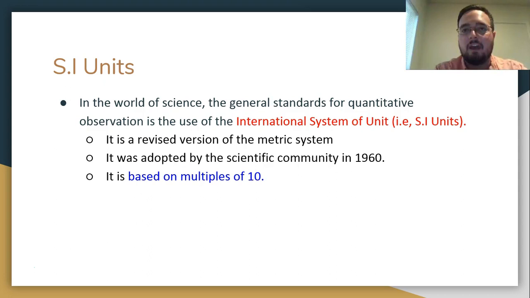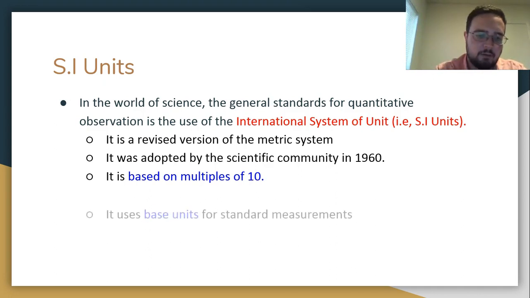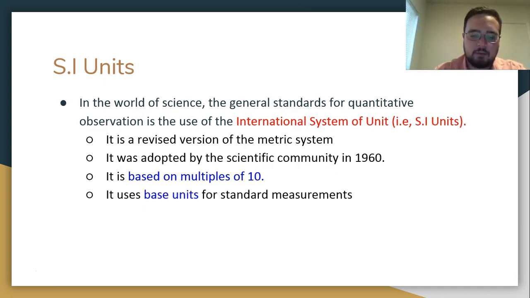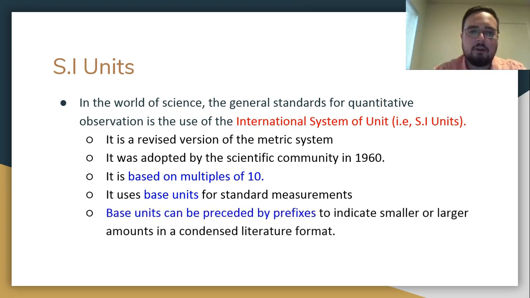It is based on multiples of 10 mathematically, and I'll get into how that really looks here in just a second. It uses base units for standard measurement. I'll talk about the base units here in a little bit as well. Base units can be preceded by prefixes, which you guys should know from English. It's a couple letters that are set before a particular word to indicate smaller or larger values, for a condensed literature format. So when I say kilometer, meter is the base unit because it's the unit of length that we're using in the SI system. But kilo means 1,000. So when I say 46 kilometers, it means 46,000 meters. And we'll dive further into that, but that's kind of what it's built for.